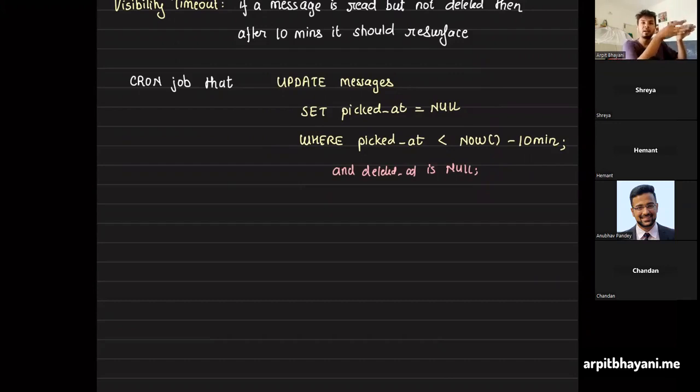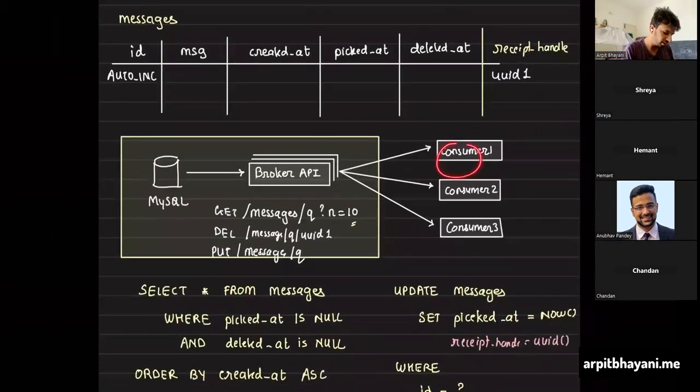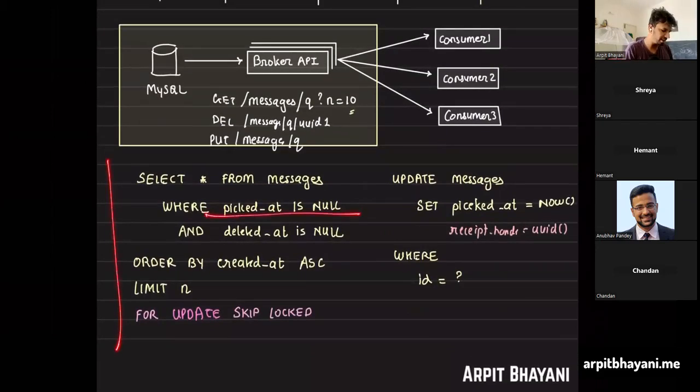So if your current time is 10 minutes past the picked_at and the message is not deleted, then you do this part where you set the picked_at as null. As soon as you set the picked_at as null, next time when a consumer comes and reads the message, it would fire this query, picked_at is null, deleted is null, pick the message. So the message resurfaces at the front of the queue.